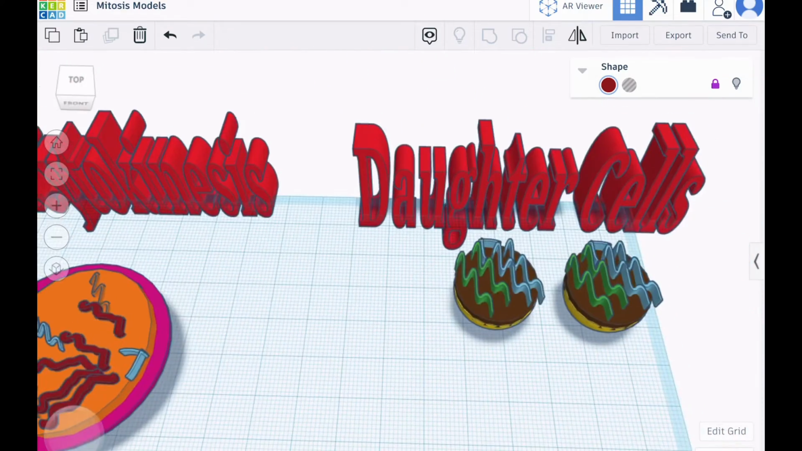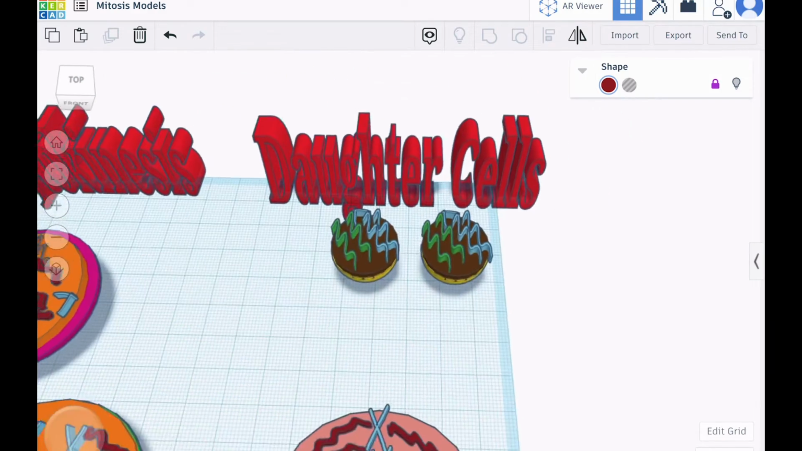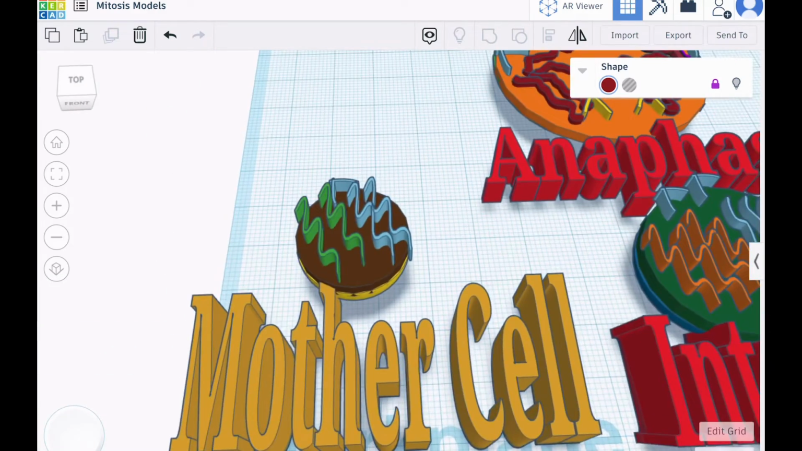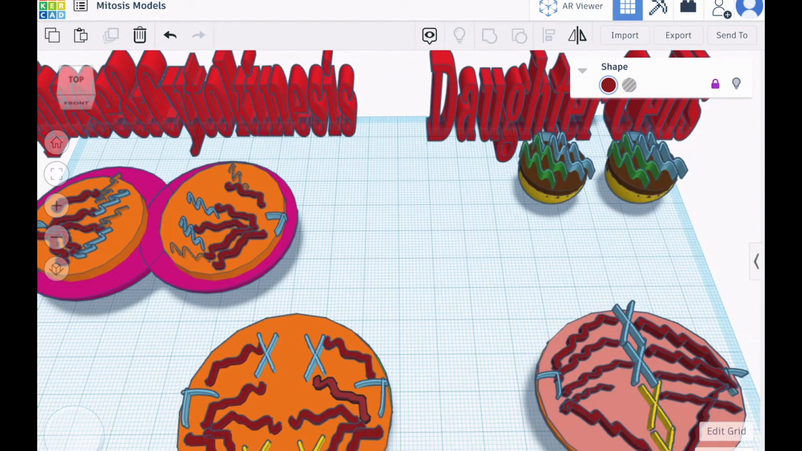And then we move on to our final thing, daughter cells, which are direct copies of, if you remember, our mother cell down here, because mitosis creates cells with 0 genetic diversity.